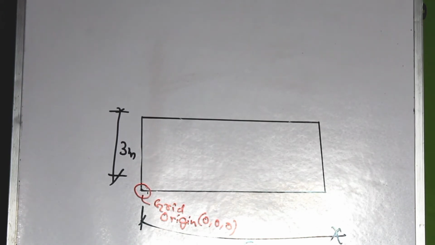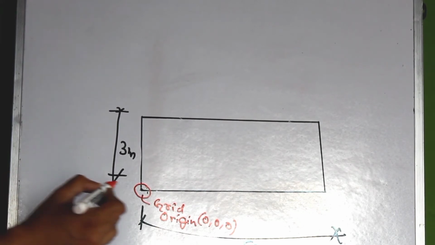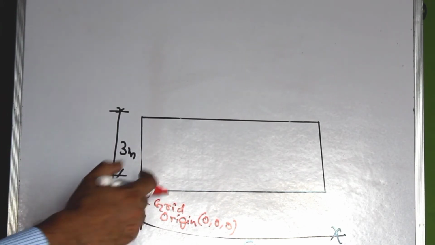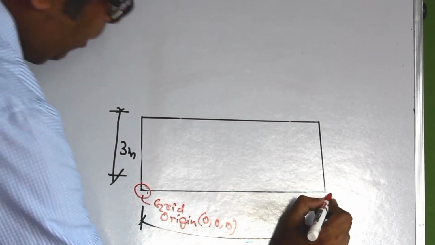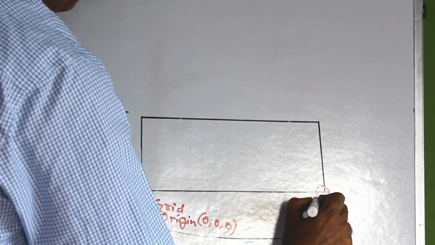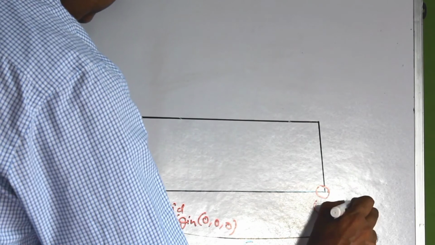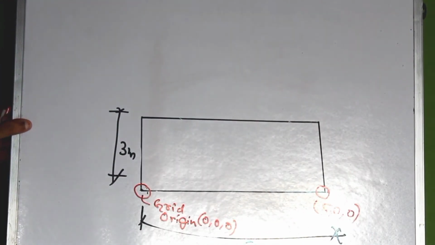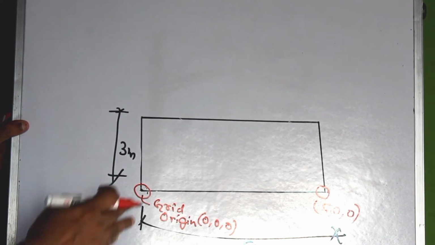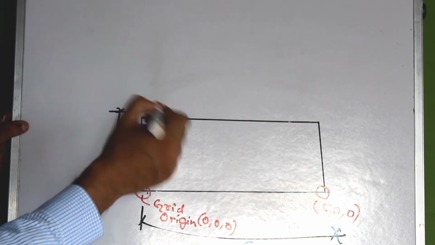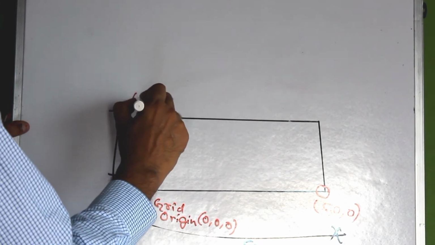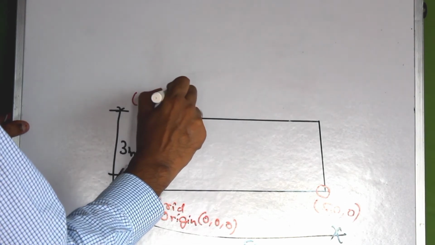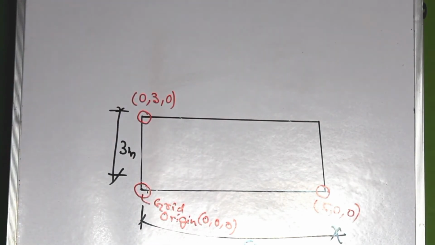So now you can definitely see that the grid origin is where the coordinates are 0, 0, 0. The coordinate of this particular point would be 5, 0, 0, because the spacing was 5 meters along the x-axis. The rest of the things didn't change. In this case, the coordinates of this particular intersection point would be 0, 3, 0, because it's changing along the y-axis.